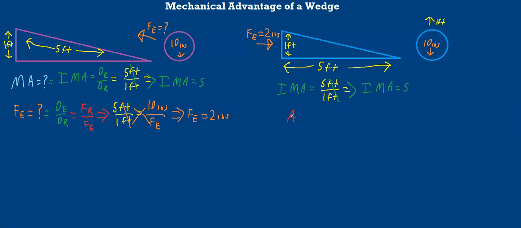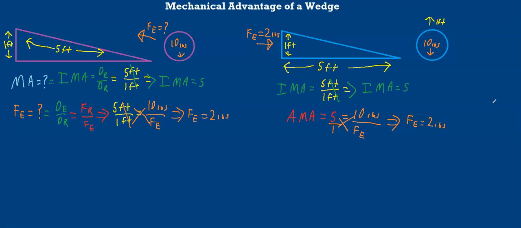Because if we said our AMA is equal to our IMA, assuming an ideal effort force, we could say the AMA is 5, and then we can set that equal to Fr over Fe. Well, we know the Fr is 10 pounds, and then we'll set that over Fe. Let's say we don't know it and we want to figure it out. Well, we can then say 5 over 1 to cross multiply and divide, and we say 10 times 1 divided by 5. We still get an effort force of 2 pounds.